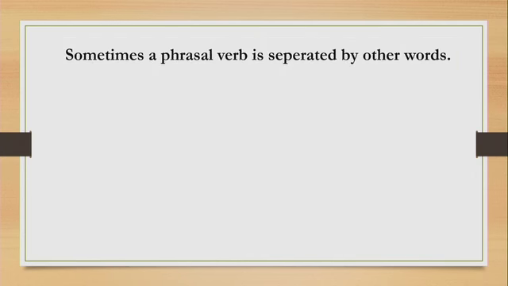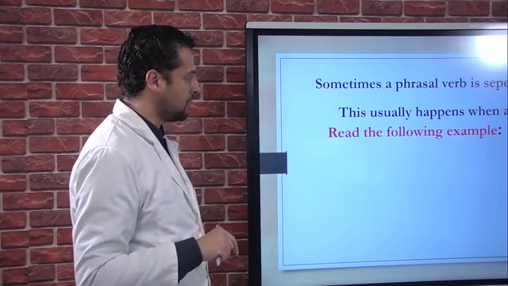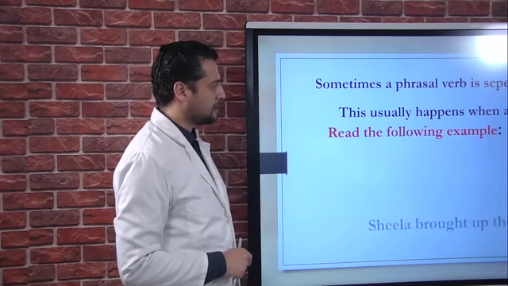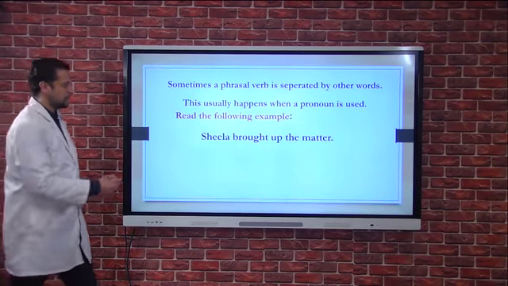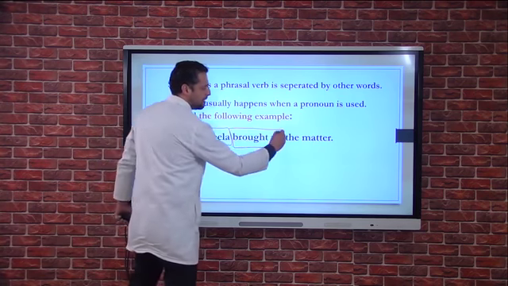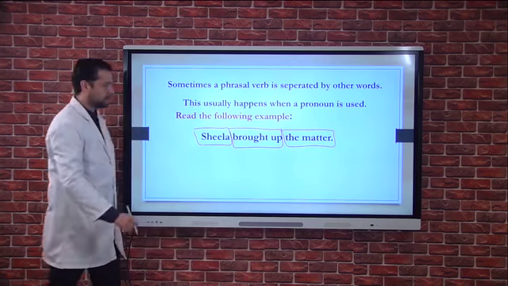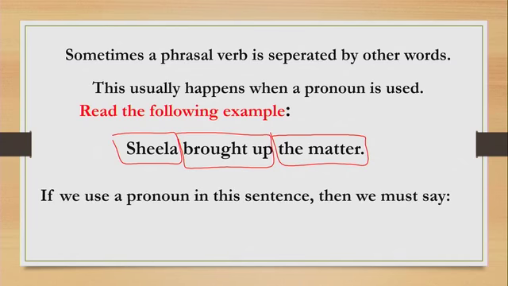Right. Now, sometimes a phrasal verb is separated by other words, and this usually happens when a pronoun is used. So be careful with this situation, and let's study this example. We have Sheila brought up the matter. As you can see, Sheila is the subject, brought up is the phrasal verb, and the matter is the object. Right. So until now, everything is fine. But if we want to replace the matter, which is the object, we use the pronoun in this sentence like this one here.